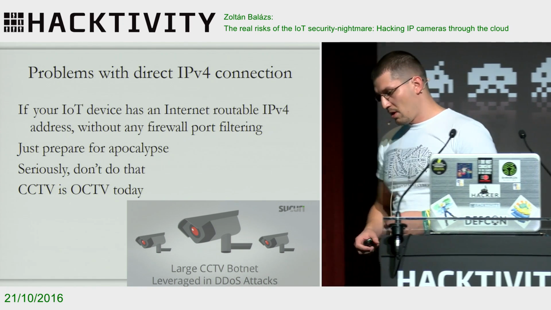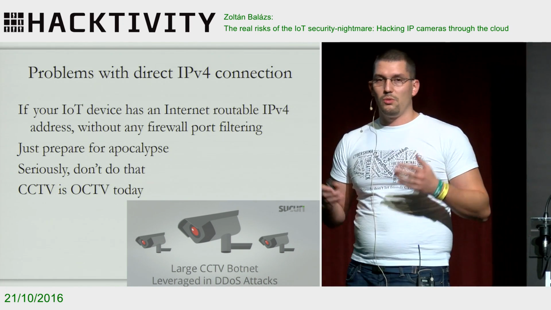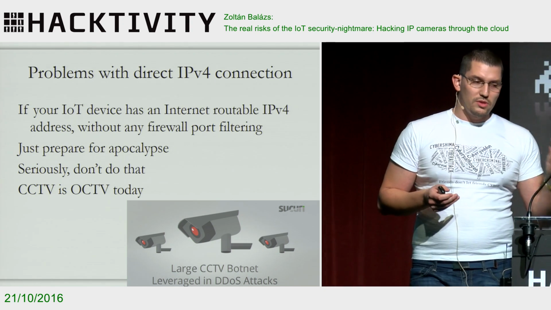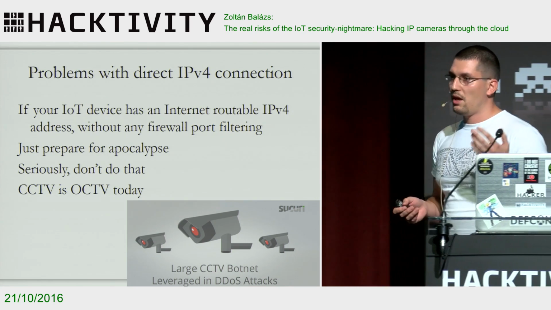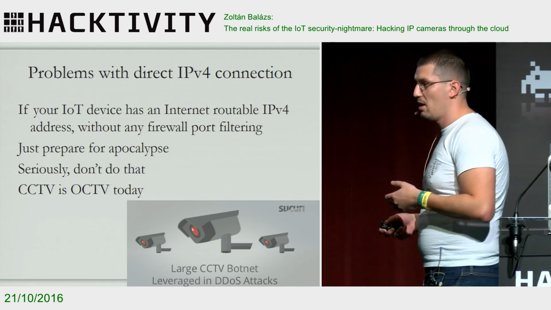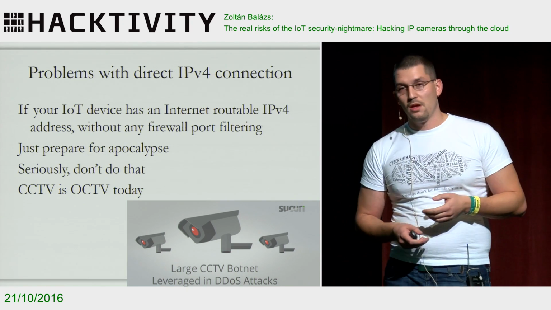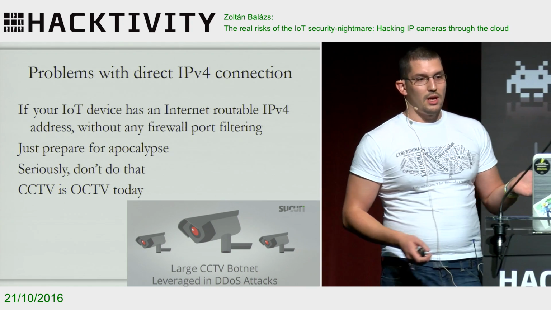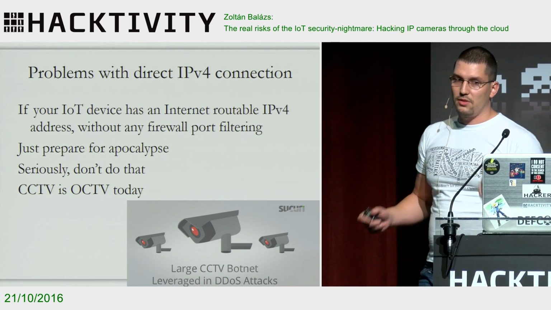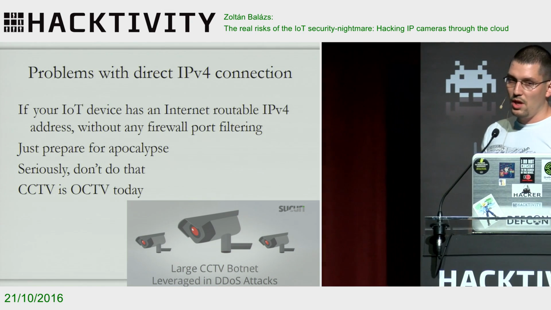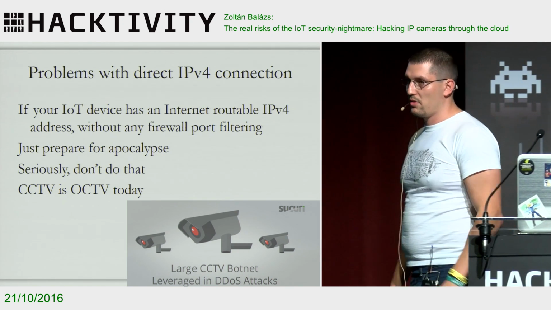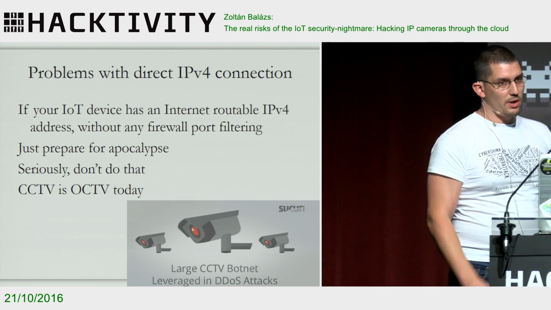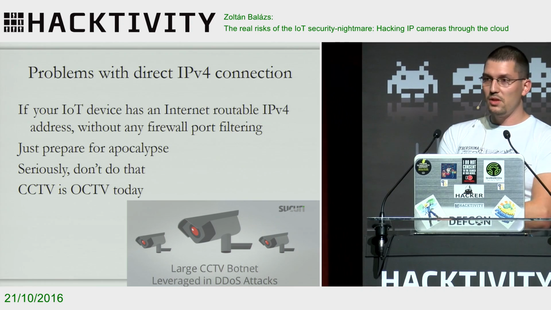Okay, whenever it comes to the risks in the IoT device field, I think the most important question is, how can the bad guys connect to my IoT or smart device? The worst thing that can happen is if you put your IoT device on the IPv4 internet. It gets an internet routable port, and anyone can access your device without any ports filtered. If you do that, just prepare for apocalypse, because nothing good can happen from this.